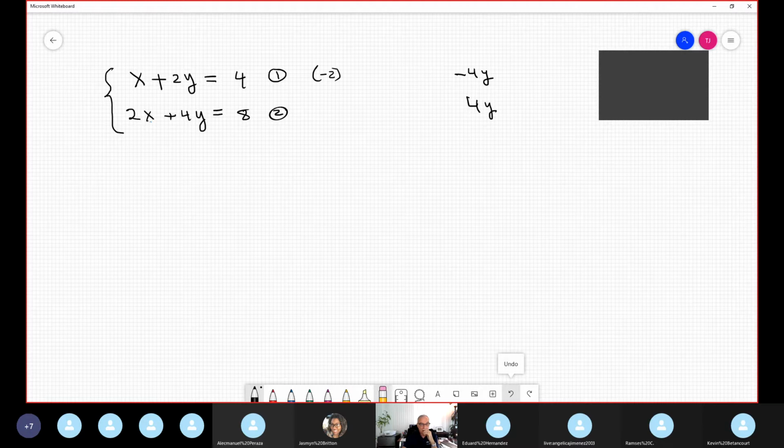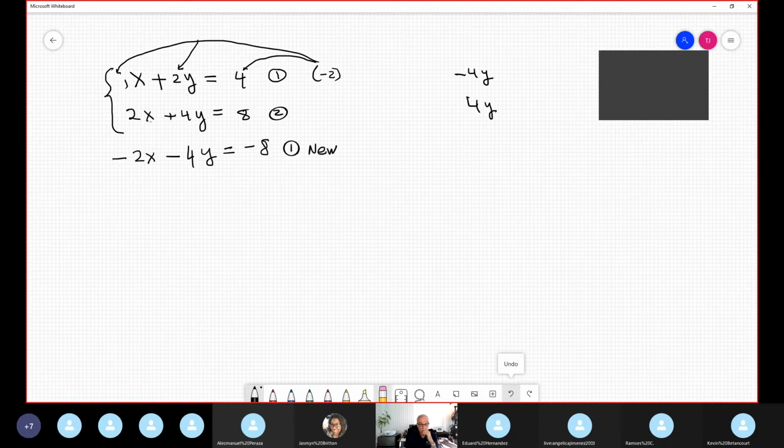If you multiply the entire equation number 1 by negative 2, we have minus 2x minus 4y equal minus 4. You multiply negative 2 times positive 1, negative 2. Negative 2 times positive 2, this is negative 4, no? I made a mistake here. Look, negative 4. And negative 2 times 4 is negative 8. And this is my new equation 1, equivalent to the original equation 1.